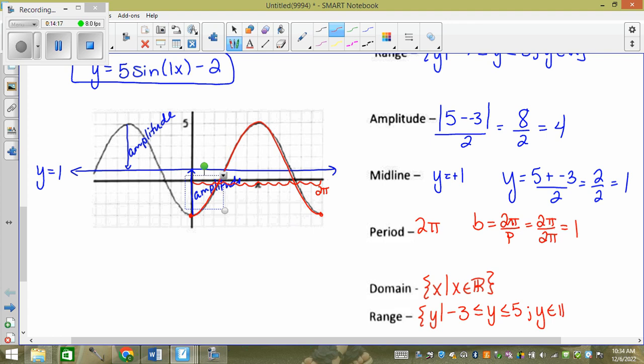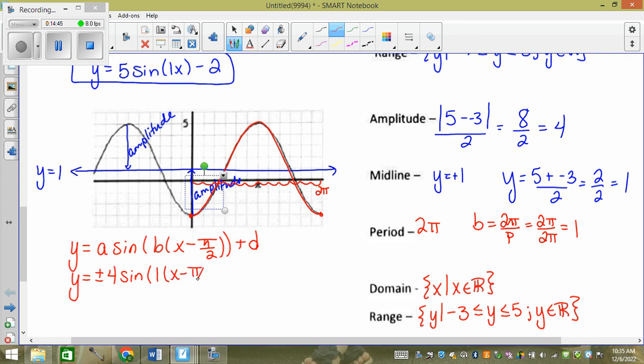Now this one actually has a horizontal translation. So the equation is y equals a sine b times x minus pi over 2, plus d. So my amplitude is plus or minus what? 4. Sorry, not my amplitude, my a value. Sine, what's my b? 1. The x minus pi over 2, you don't change. They gave it to you. And by they, I mean me. That's an aggressive amount of brackets. I kind of over bracketed there.